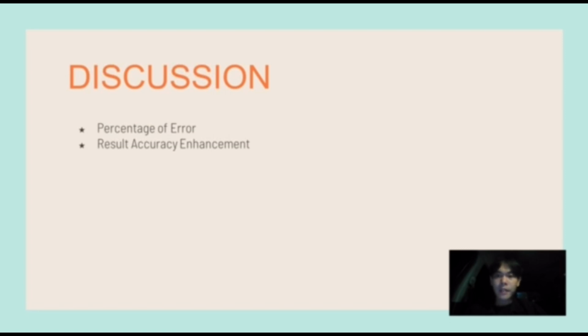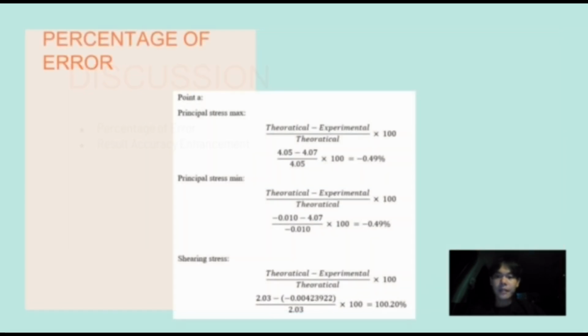So right now I'm going to present about the discussion. There are 2 items in the discussion: the first one is percentage of error and the second one is result accuracy enhancement. So first is the percentage of error.